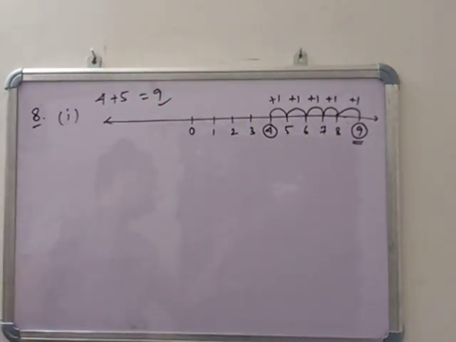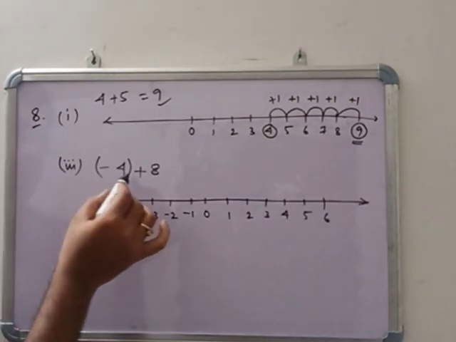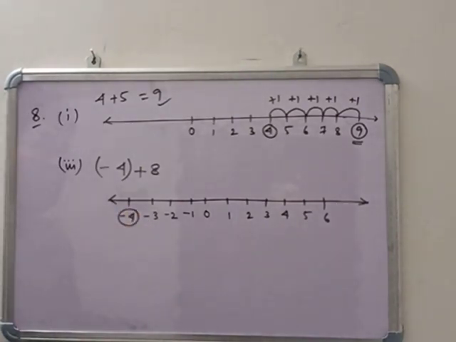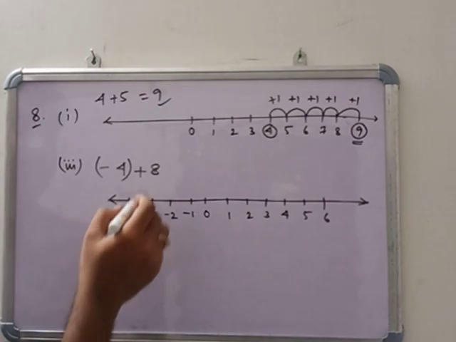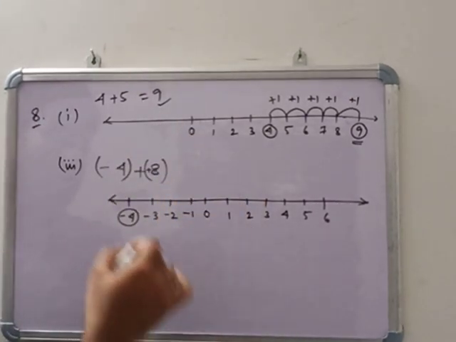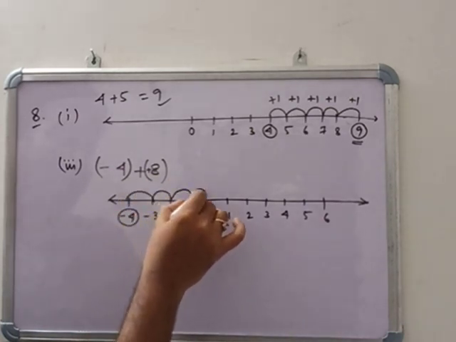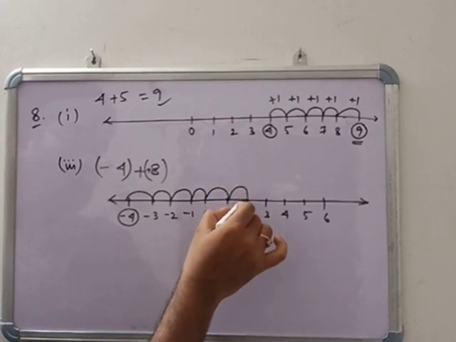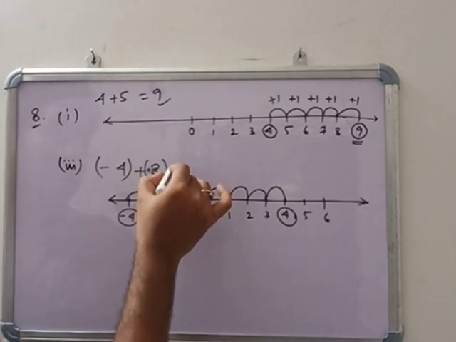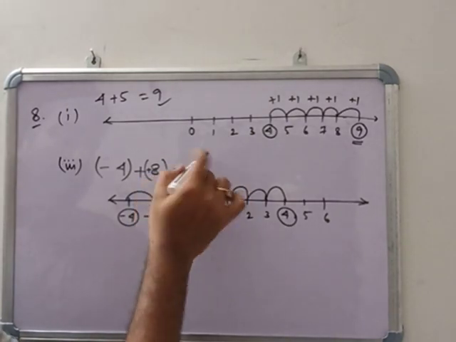Okay. Next. In number 3, see that minus 4 plus 8. That means minus 4 is here. Then plus 8. That means 8 in plus. Then you have to go to the 8. So 1, 2, 3, 4, 5, 6, 7, 8. Okay, that means 4 is the answer here.